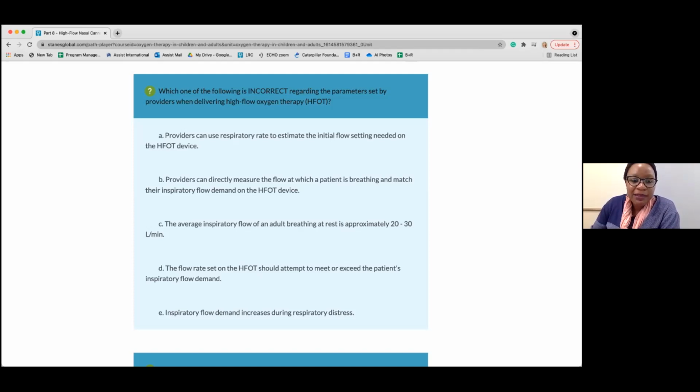And then lastly, the other answer, the inspiratory flow demand increases during respiratory distress. We know that this is true. So patients with a COVID pneumonia, for instance, the inspiratory flow rates can peak up to 5 times the normal, to about 100 liters per minute. So sure, 46% were accurate. Thank you. Sarah, can you please scroll downwards?